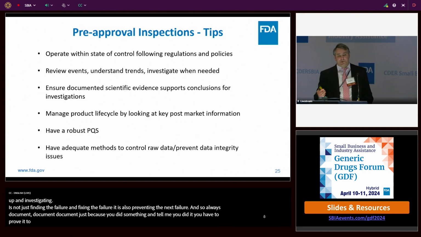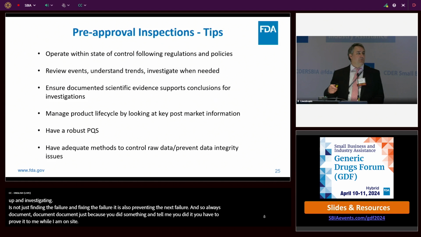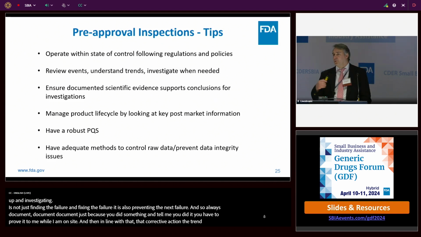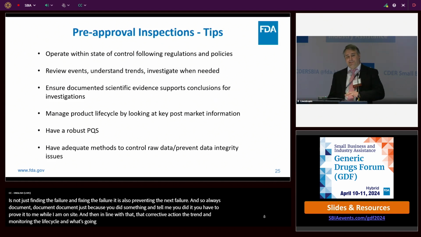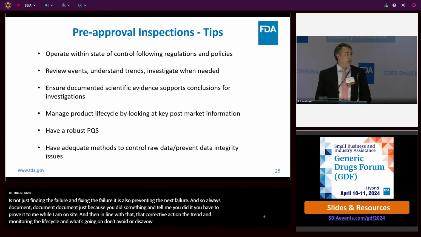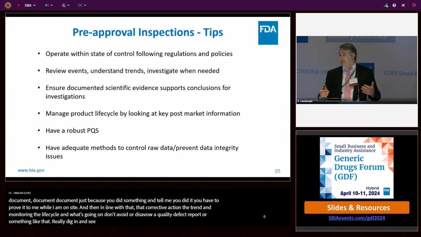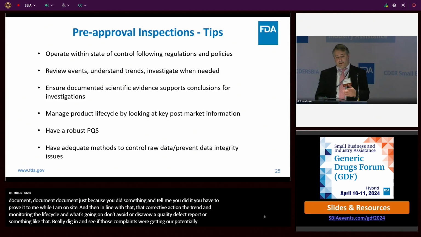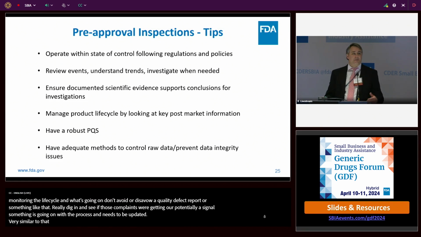And in line with that, the corrective action and the trend: really monitor the product life cycle and look at what's going on. Don't avoid or disavow a quality defect report from a consumer complaint or something like that. Really dig in and see if those complaints you're getting are potentially a signal that something's going on with the process and it needs to be updated. Very similar to the point on Objective 4 in the pre-approval program, a robust pharmaceutical quality system that's very mature and is staying in front of issues rather than reacting to issues.